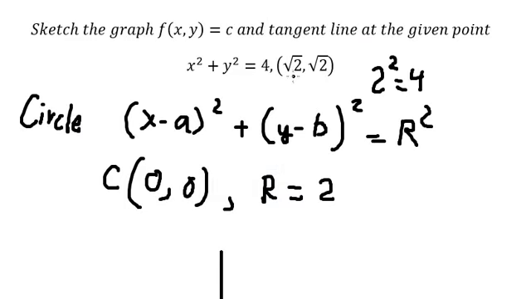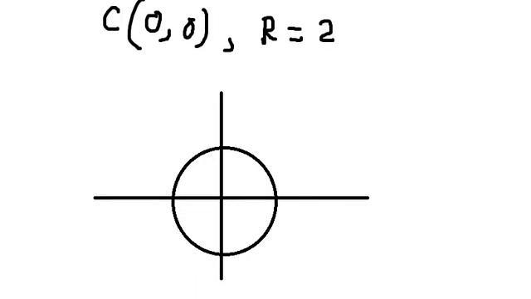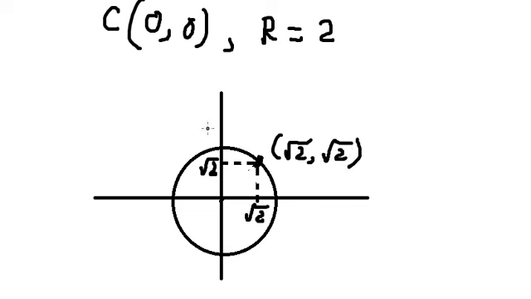So the point, the square root of 2, the square root of 2, should be about like this. This is about the square root of 2. This is about the square root of 2. So the point is here. And the radius is about number 2. So the tangent should go like this.